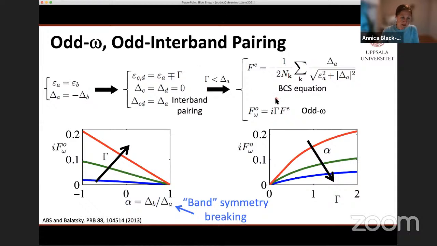This was a very specific example. I can now solve the same system numerically, but not at this very specific fine-tuned point. And it turns out I get odd frequency pairing as soon as I have a finite gamma. So if gamma is 0, I don't have anything. And as soon as this alpha parameter, delta B over delta A, is not 1. If it's 1, it's 0. But as soon as it's not 1, I get something that's finite. So this shows that this odd frequency interband pairing will always appear. Well, in this case, it's even proportional to the even frequency state.